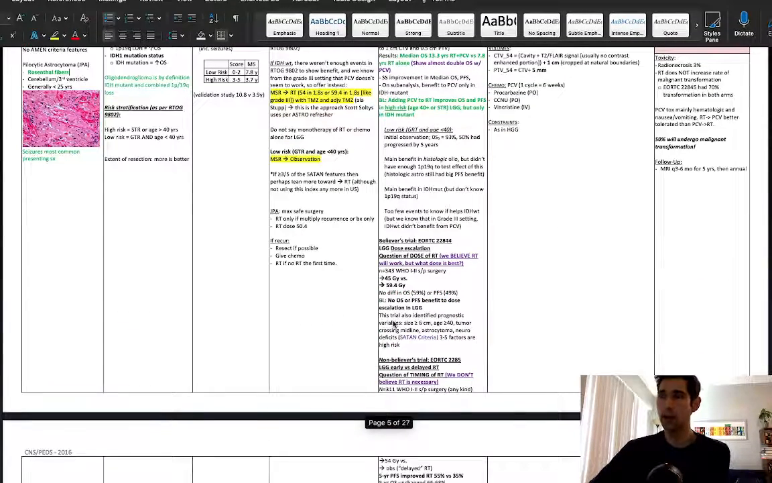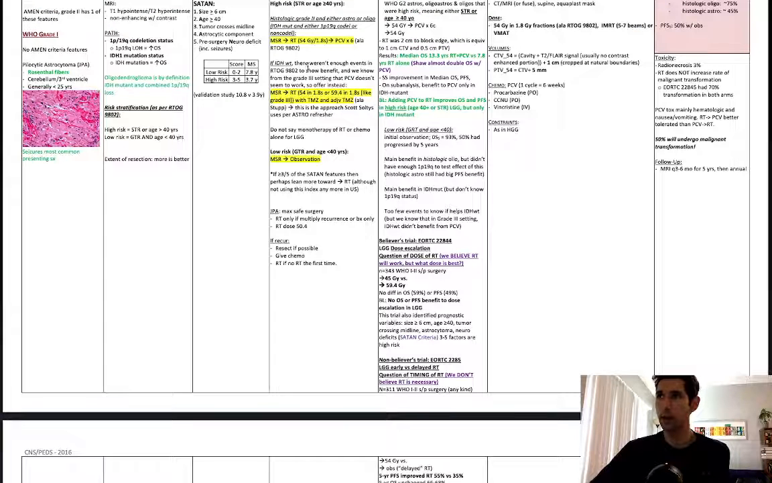EORTC prognostic criteria, these are the Satan criteria. You don't hear much about these anymore. Size greater than or equal to 6 centimeters, age greater than or equal to 40 years old, T, tumor crosses midline, A, astrocytic component, and N is neurodeficit, so pre-surgery neurodeficit, including seizures. So score of 0 to 2 has a median survival of about 8 years, versus a score of 3 to 5 has a median survival of about 4 years. Validation study 10.8 versus 3.9 years.